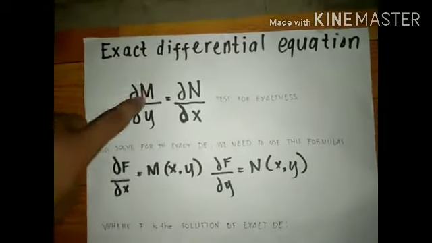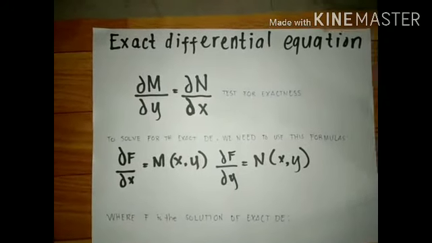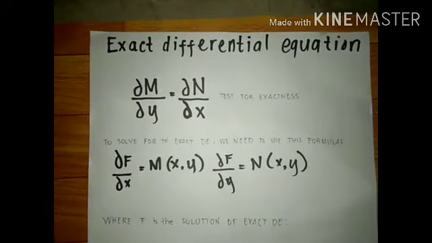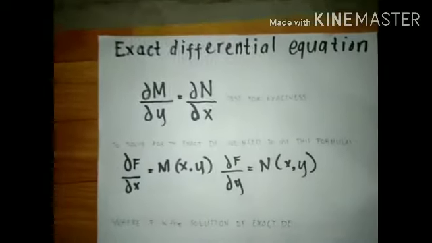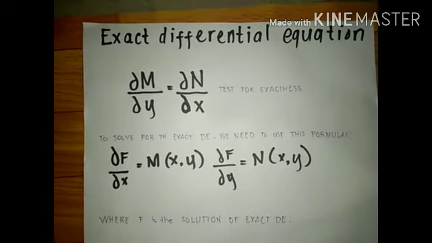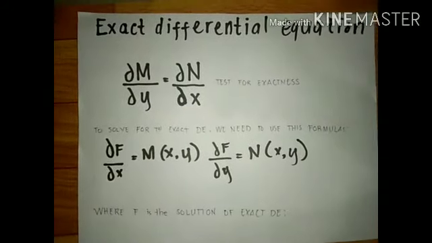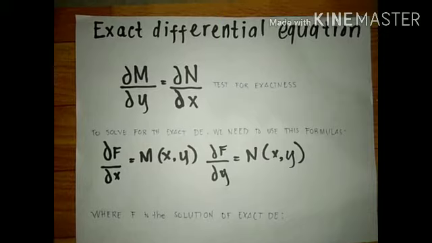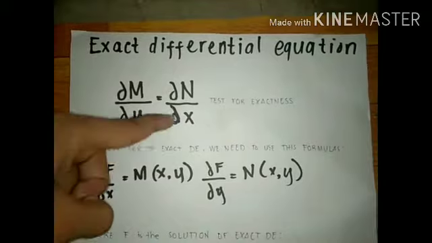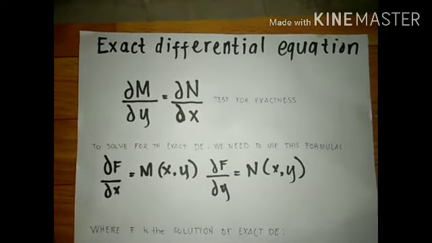So M is a term composed of a function of x and y which is associated with dx of the given differential equation, and N is a term composed of a function of x and y which is associated with dy of the given differential equation. So the partial derivative of M with respect to y equals the partial derivative of N with respect to x. This is the test of exactness.